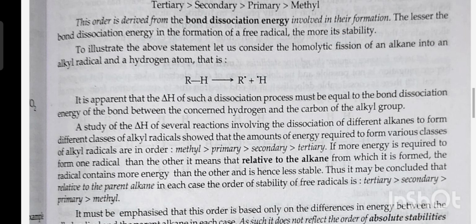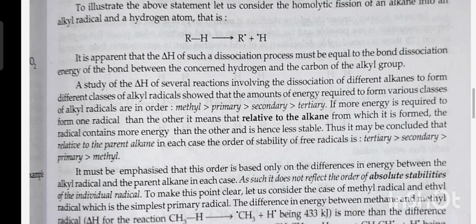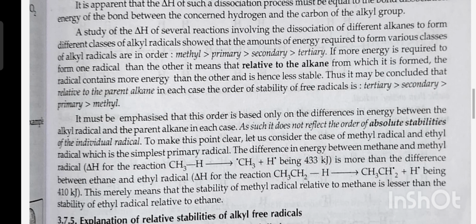Thus, it may be concluded that relative to the parent alkane in each case, the order of stability of free radicals is tertiary, secondary, primary, methyl. It may be emphasized that this order is based only on the difference in energy between the alkyl radical and the parent alkane in each case. As such, it does not reflect the order of absolute stability of individual radicals.